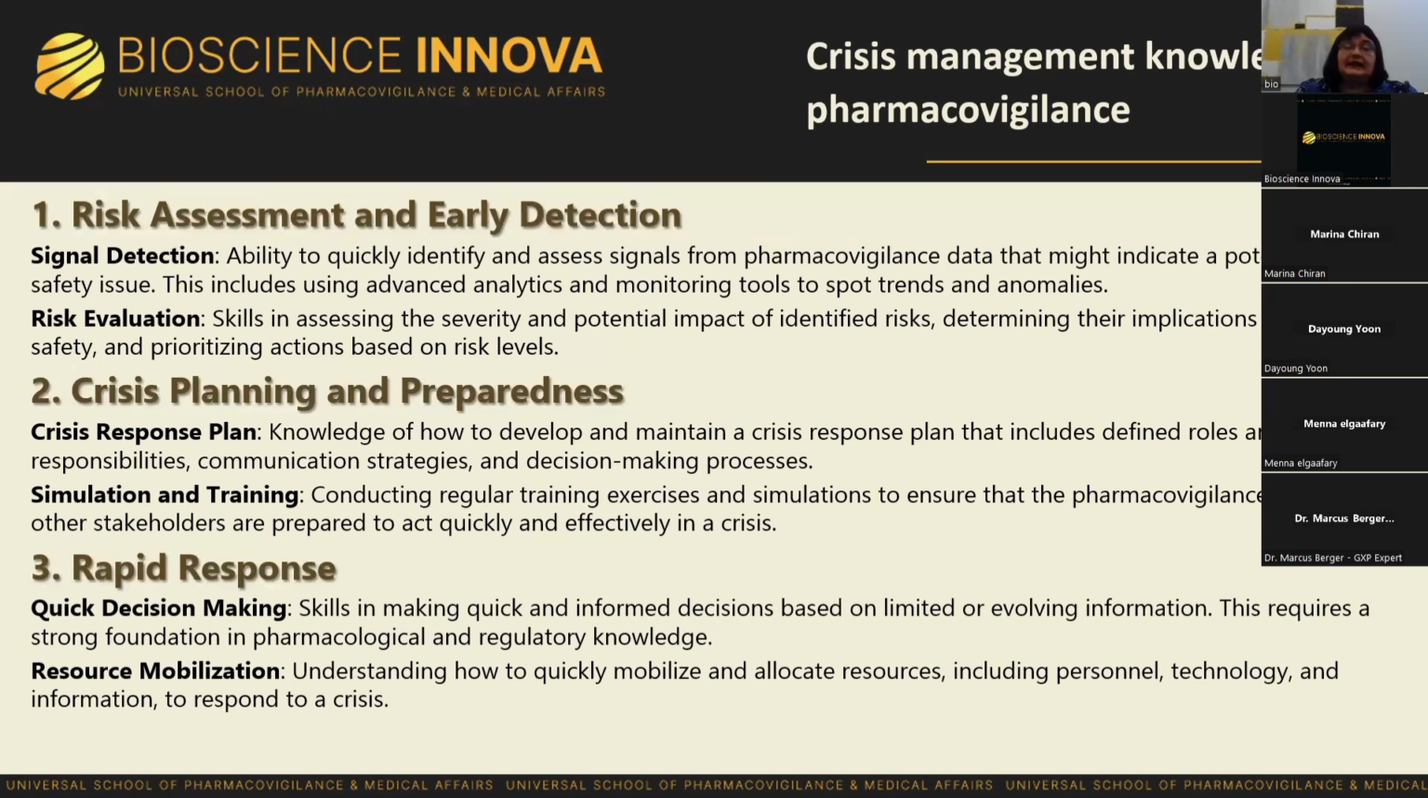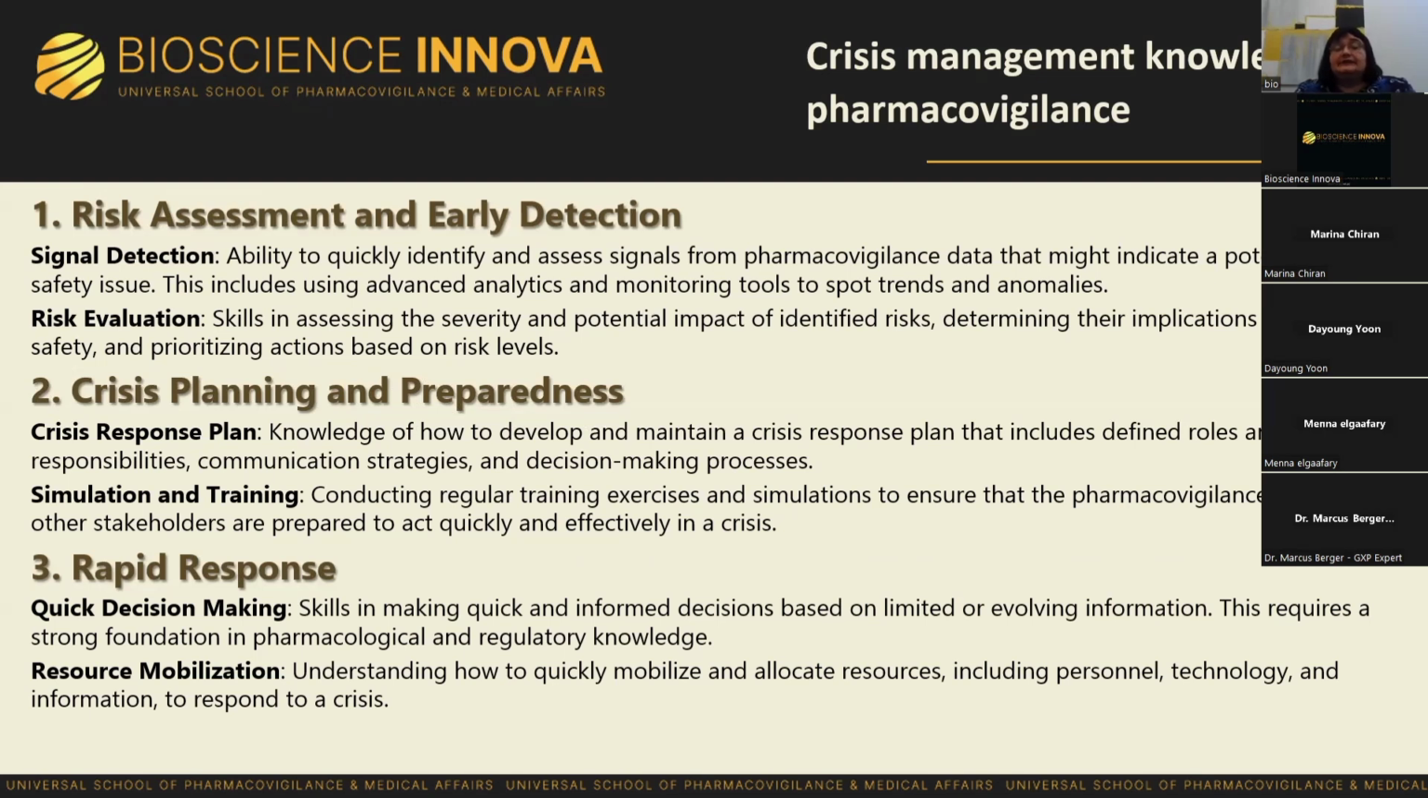Risk evaluation: skills in assessing based on risk level. Crisis planning and preparedness, crisis response plan: knowledge of how to develop and maintain a crisis response plan that includes defined roles and responsibilities, communication strategies, and decision-making processes. Simulation and training: conducting regular training exercises and simulations to ensure that the pharmacovigilance team and other stakeholders are prepared to act quickly and effectively in a crisis.